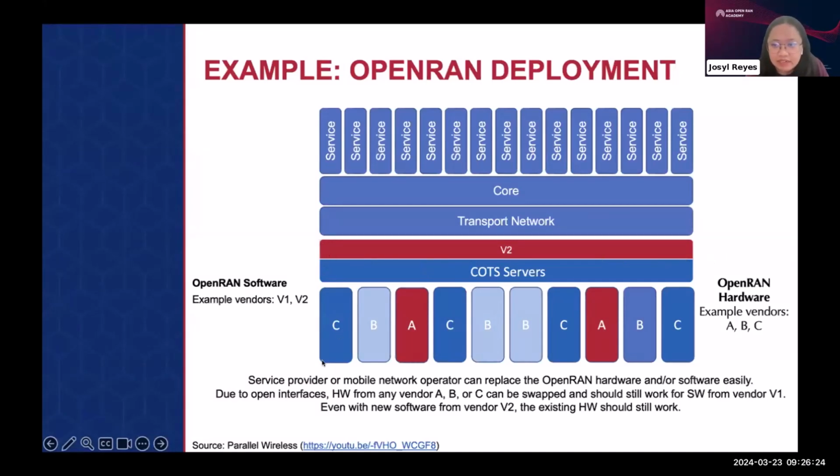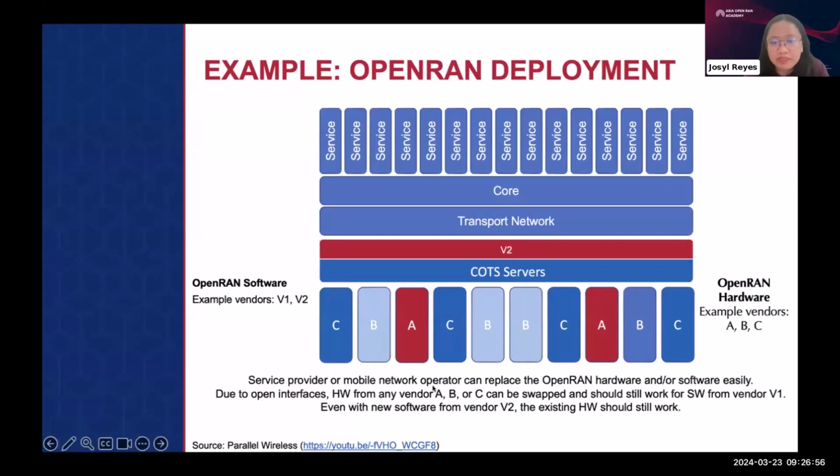And then maybe they have Open RAN hardware from different vendors, A, B, and C. If later they want to change just one component here, maybe like this C, they can buy another one from a different vendor or maybe the same vendor, but they're not limited to a certain vendor. Or if they need to upgrade their servers, they can just buy commercial off-the-shelf servers. So not specific to a certain vendor.